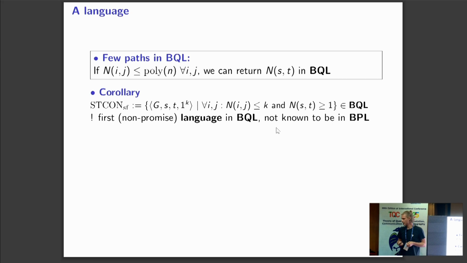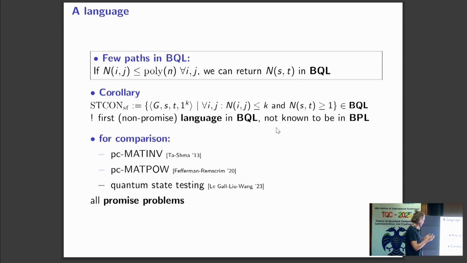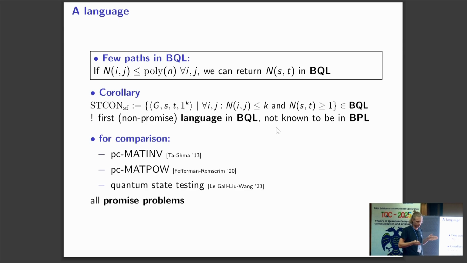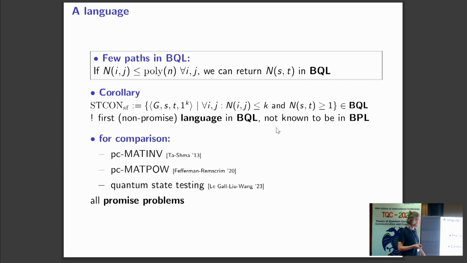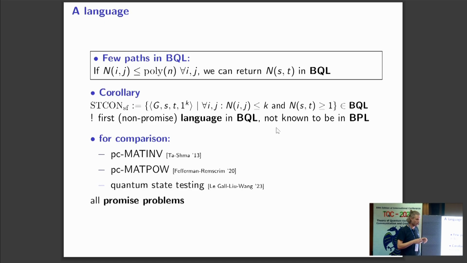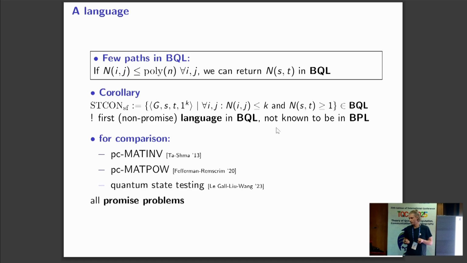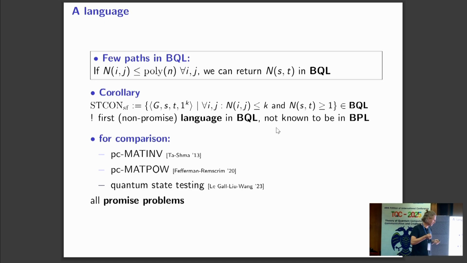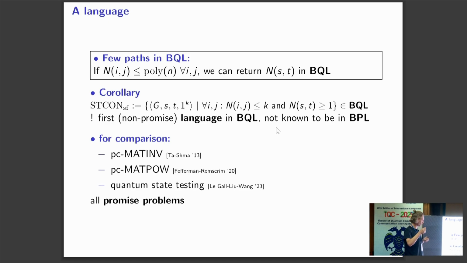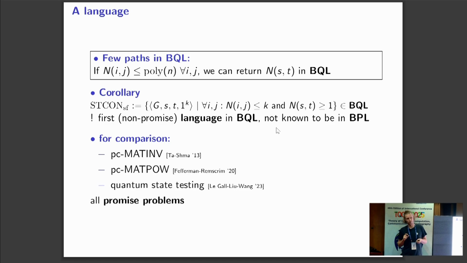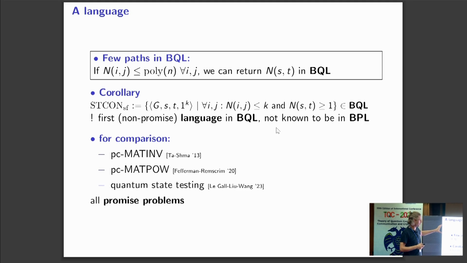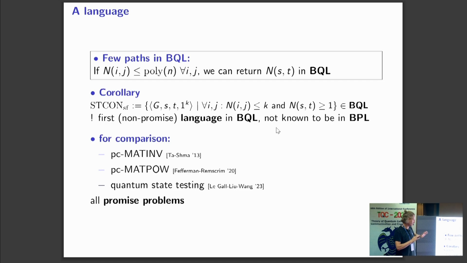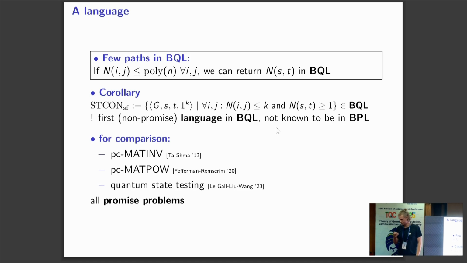For comparison, there's other well-known problems which seem to separate BQL from BPL, like polyconditioned matrix inversion, which I mentioned, but there's also polyconditioned matrix powering, quantum state testing more recently. All of these are promise problems, okay? So they were sort of asking, okay, is the entry bigger than this number or smaller than this other number, and there has to be some promise gap between these two values. So we don't have that because we can do this rounding essentially, right? We're returning an integer number. Okay, there's some cost that comes with that, which I'll try to explain, but here we are.